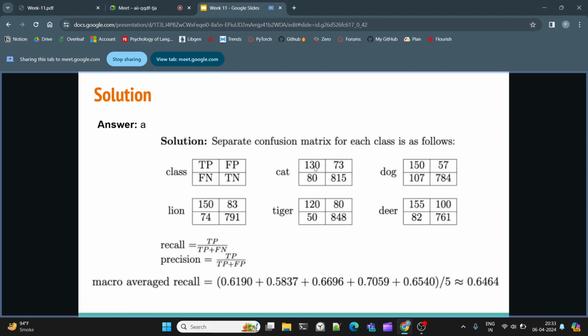So we will take the average value of recall and precision for every class and divide it by the number of classes. Correct. Okay, thank you.